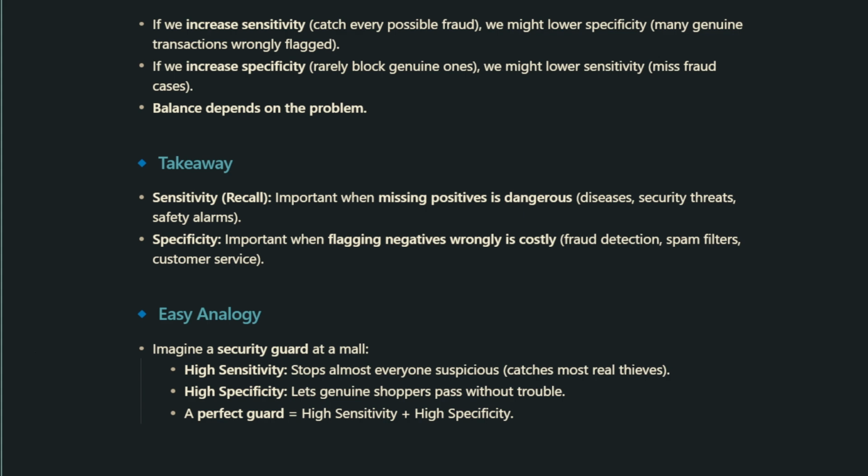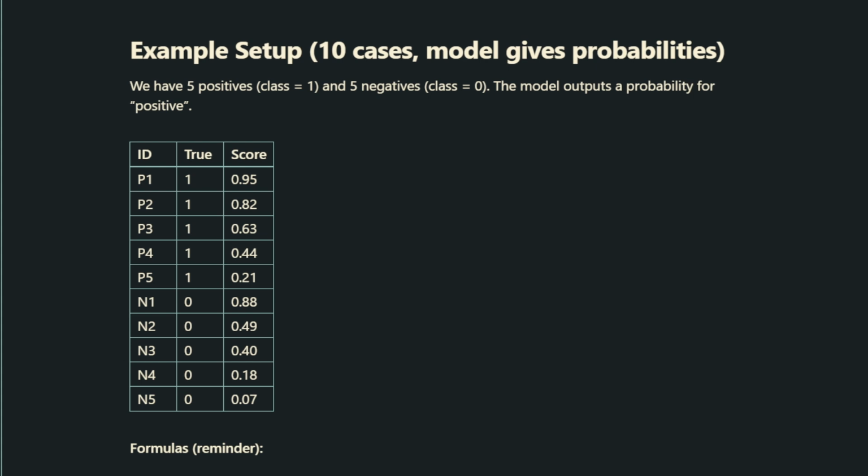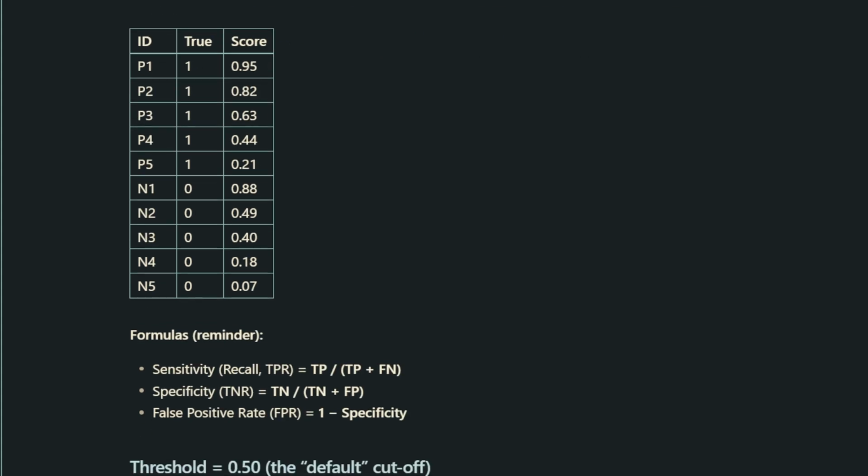Now let's make things more concrete with a simple example. Suppose we have just 10 cases. Out of these, 5 are actual positives and 5 are actual negatives. Our model doesn't directly say yes or no. Instead, it gives us a probability score for how likely each case is positive. Here's the setup. For positives, their scores are something like 0.95, 0.82, 0.63, and so on. For negatives, their scores are 0.88, 0.49, 0.40, and so on.